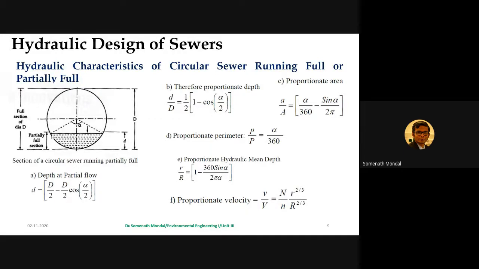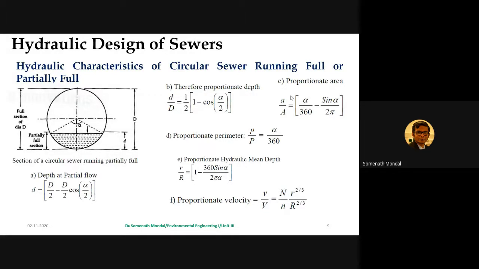So we get in the end alpha by 360 minus sine alpha by 2 pi. So that is what has been written over here as proportionate area. You can check it over here. In this place we have written it. Next, the proportionate perimeter, that is also we need to calculate.